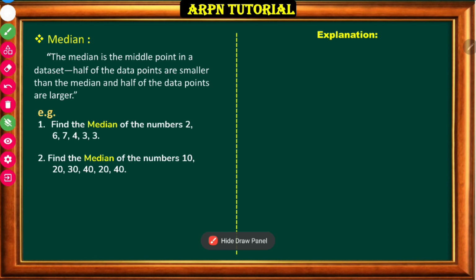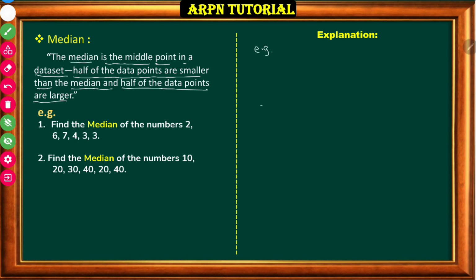Let's see the next one, that is the median. The median is the middle point in the data set. Half the data points are smaller than the median, and half the data points are larger than it. So actually what I have to find out here is the middle number.